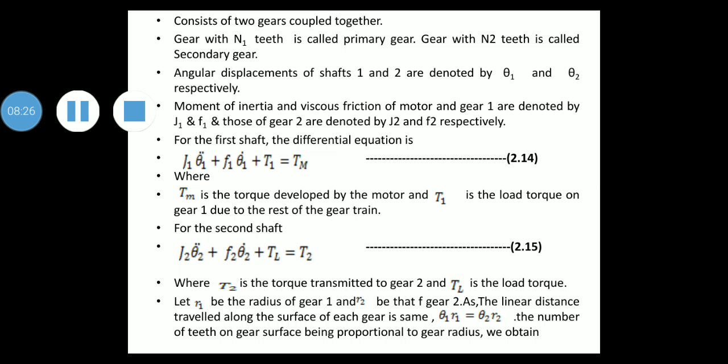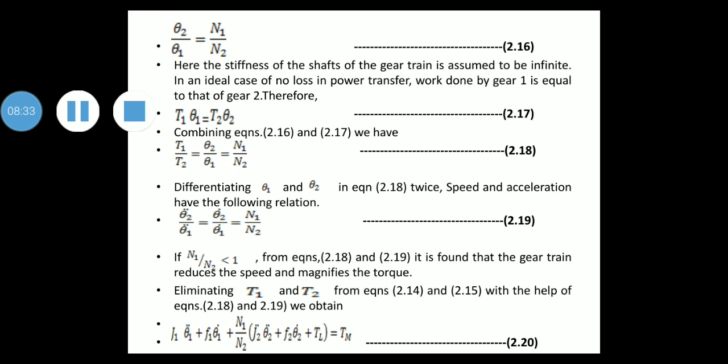The number of teeth on the gear's surface is proportional to the gear radius, so we obtain theta 2 by theta 1 is equal to N1 by N2. This is taken as equation 2.16. The stiffness of the shafts of the gear train is assumed to be infinite here.